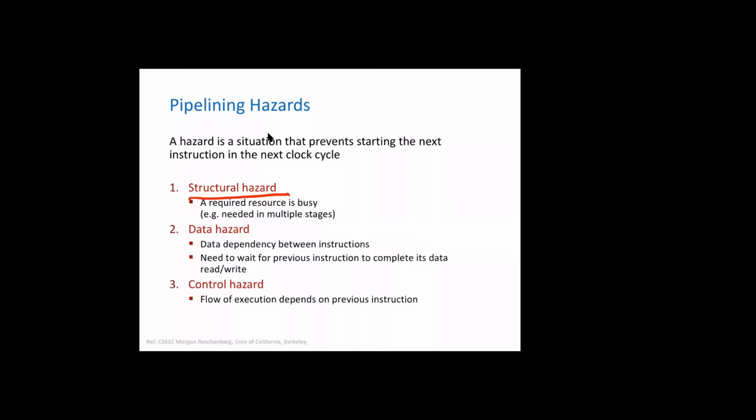So basically, a hazard is a situation that prevents starting the next instruction in the next clock cycle. It means that the next instruction has to wait or do something, because normal execution is not possible, and it's because of three hazards. First is structural hazard.